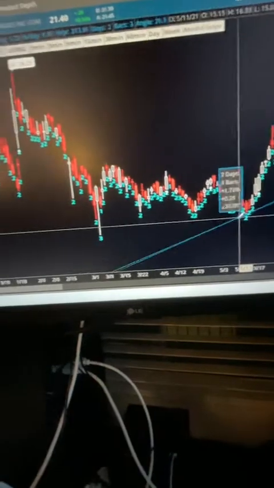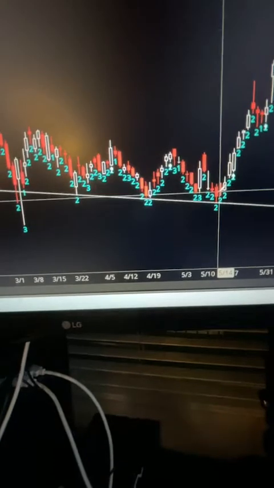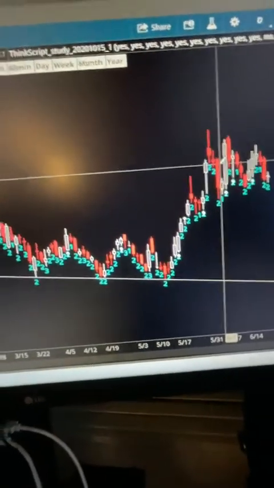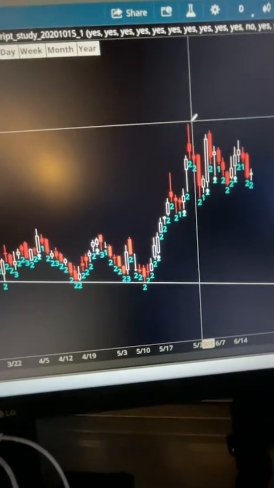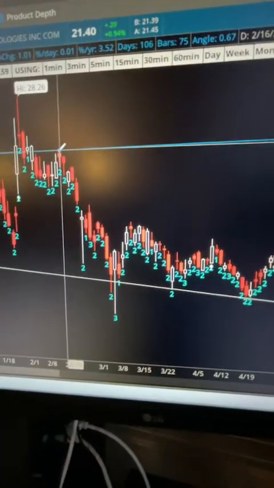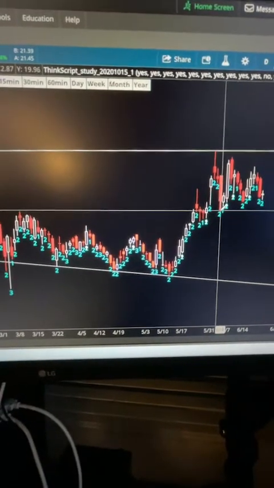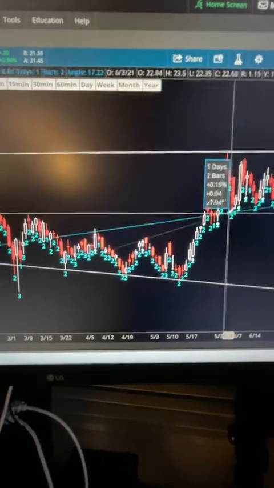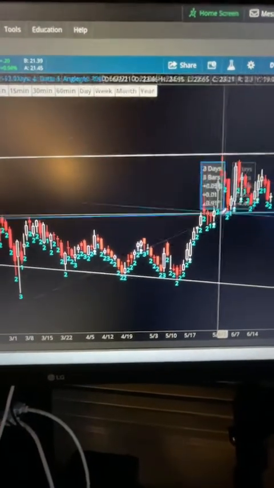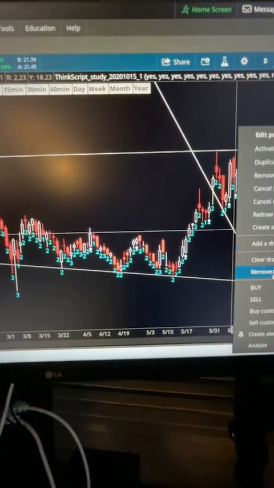I would draw the broadening formation for SoFi from here back to here, because that's where price came down, reversed, and went up. And then I would draw it from here back to here. So right now that's a wide broadening formation for it, but there's really a smaller broadening formation inside of it. I don't really like how that one's angling, so let me delete this one.